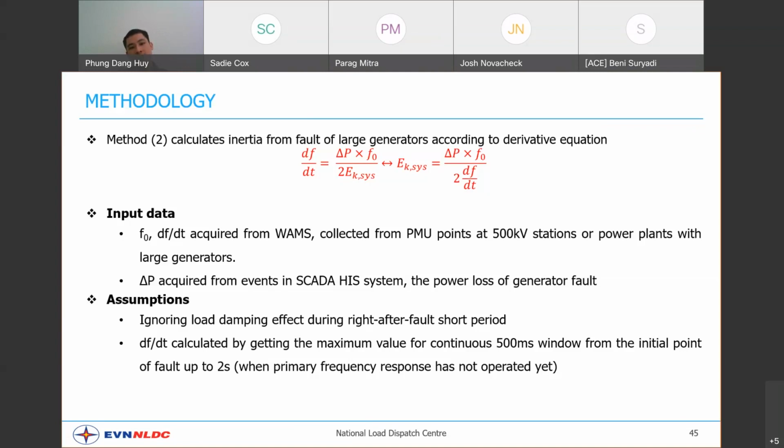So we can have the formula as shown. And with delta P that we know from the event, which is the loss of the generator megawatt, and with the frequency and the RoCoF that we can measure using the WAMS, then we can determine what is the grid inertia on that event. Next slide, please.